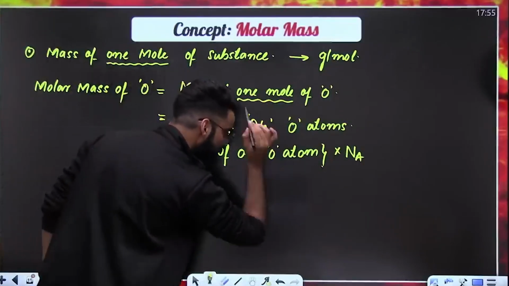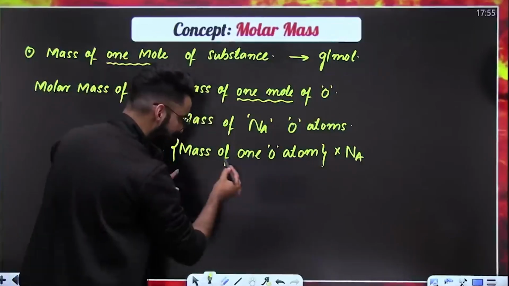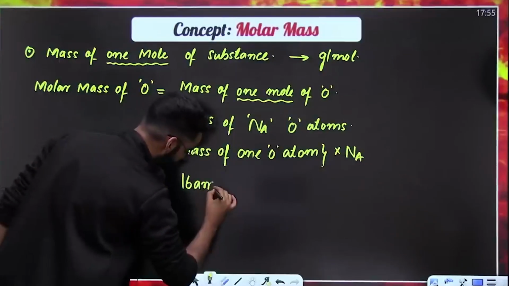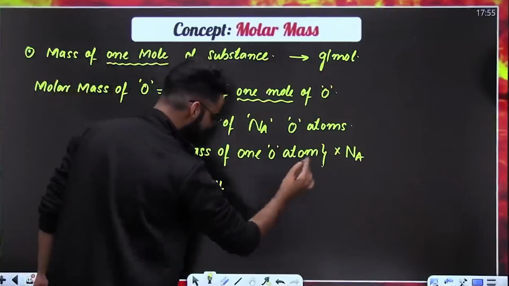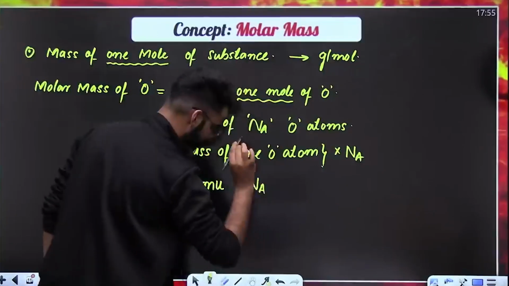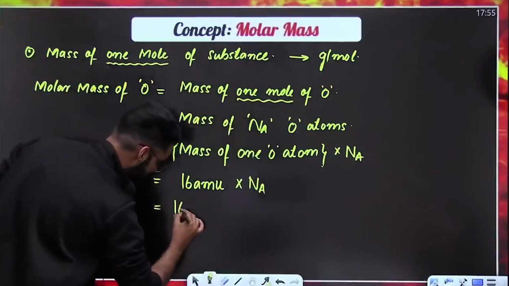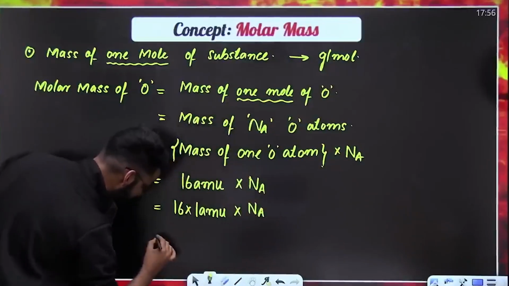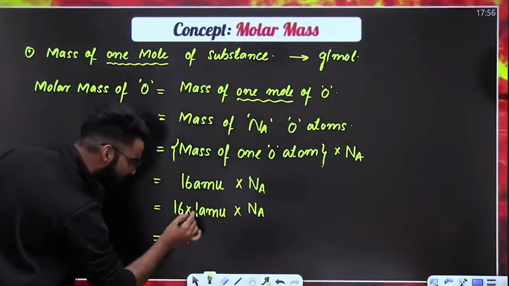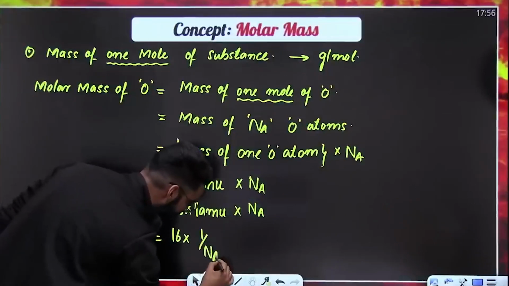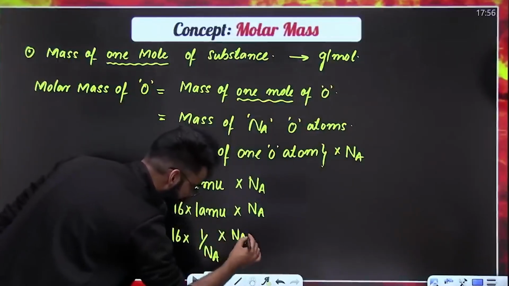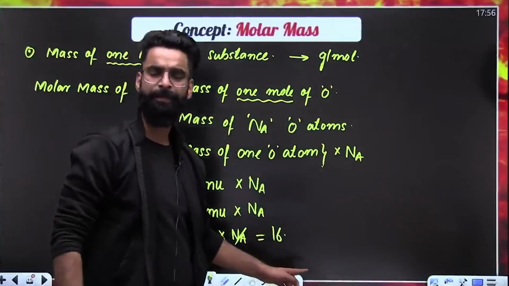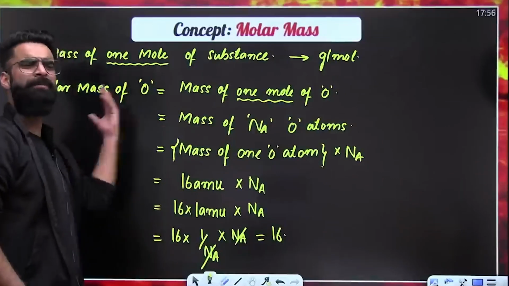Have a look. The mass of one oxygen atom we call the atomic mass of oxygen. And you know, the atomic mass of oxygen is 16 AMU. And here you're writing Avogadro's number. The 16 AMU you can further write as 16 multiplied by 1 AMU. And my dear students, in the beginning I told you 1 AMU is 1 divided by Na grams. And here Na cancels. The value comes out to be 16. What is the 16? 16 is basically the molar mass of oxygen.